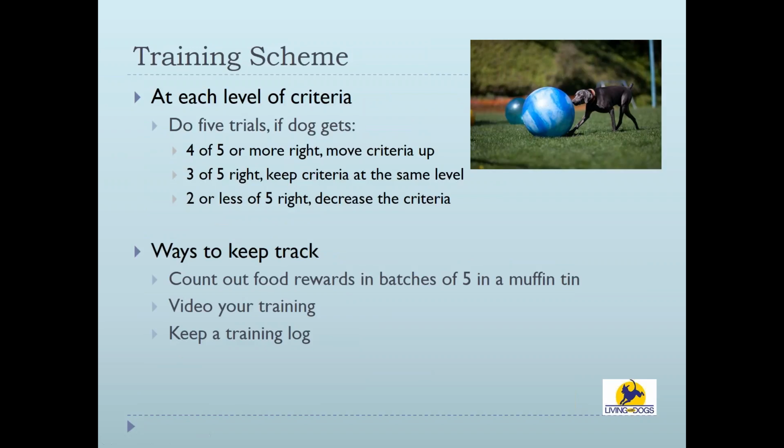So this is the training scheme that I like to try to get people to do: make each training session 5 trials. If the dog gets it right 4 out of 5 times, or 5 out of 5 times, you can increase the criteria, make it harder for the dog. If the dog gets it right 3 out of 5 times, then I would keep the criteria at the same level. And if it's 2 or less out of 5, then I'm going to decrease the criteria for the dog. So I pretty much have to know where I'm at with my criteria when I do that.